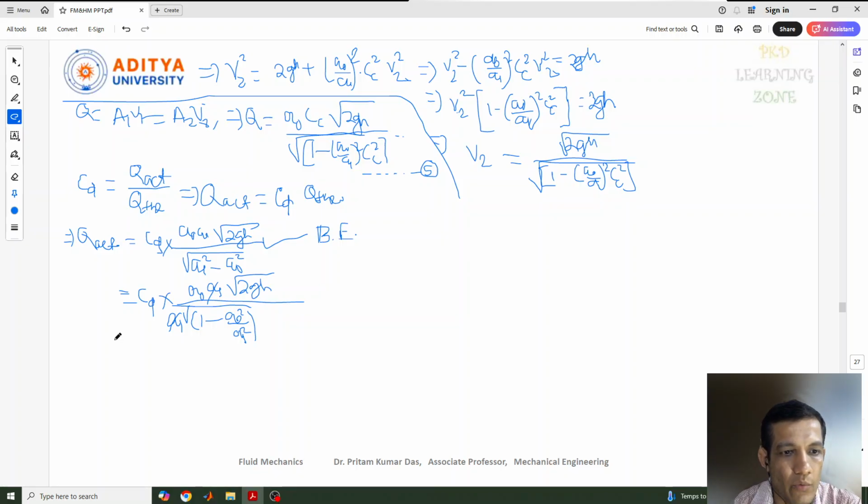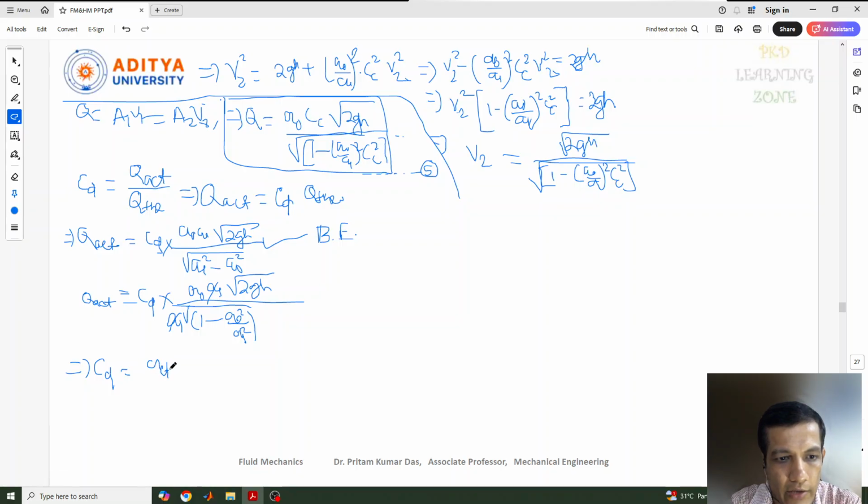Now what we got here: Q actual equal to CD into A0 root over of 2GH divided by root over of 1 minus A0 square by A1 square. Now we already have CD equal to Q actual by Q theoretical. This is one equation. Now I'll write the value of CD.